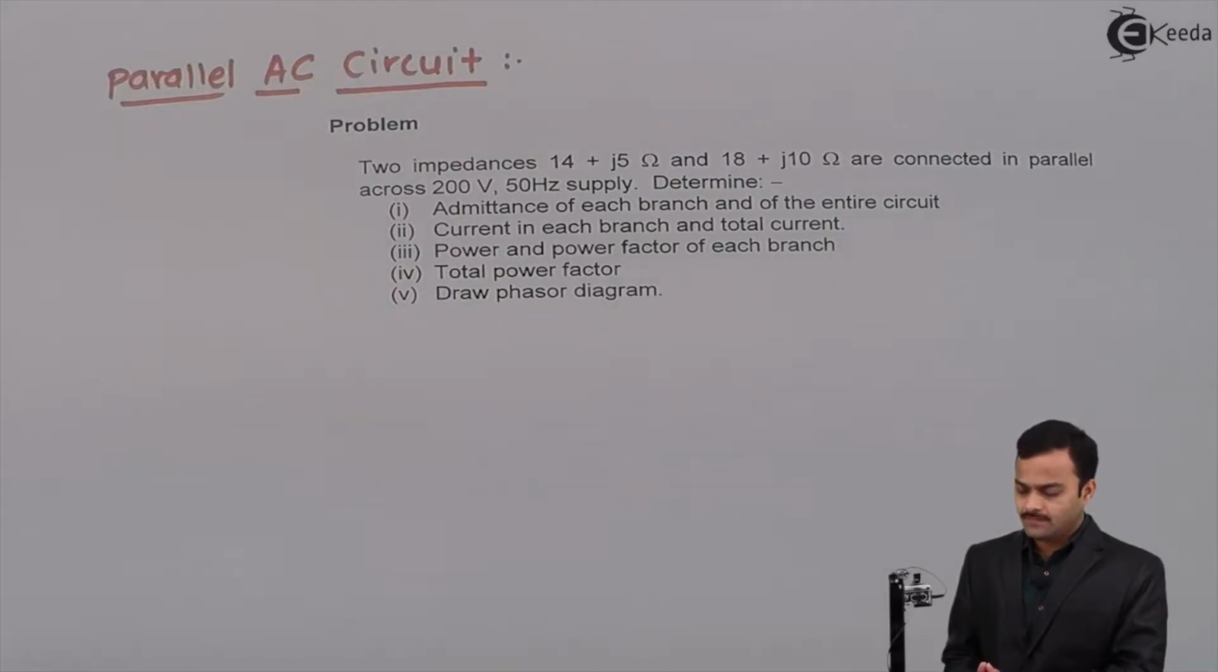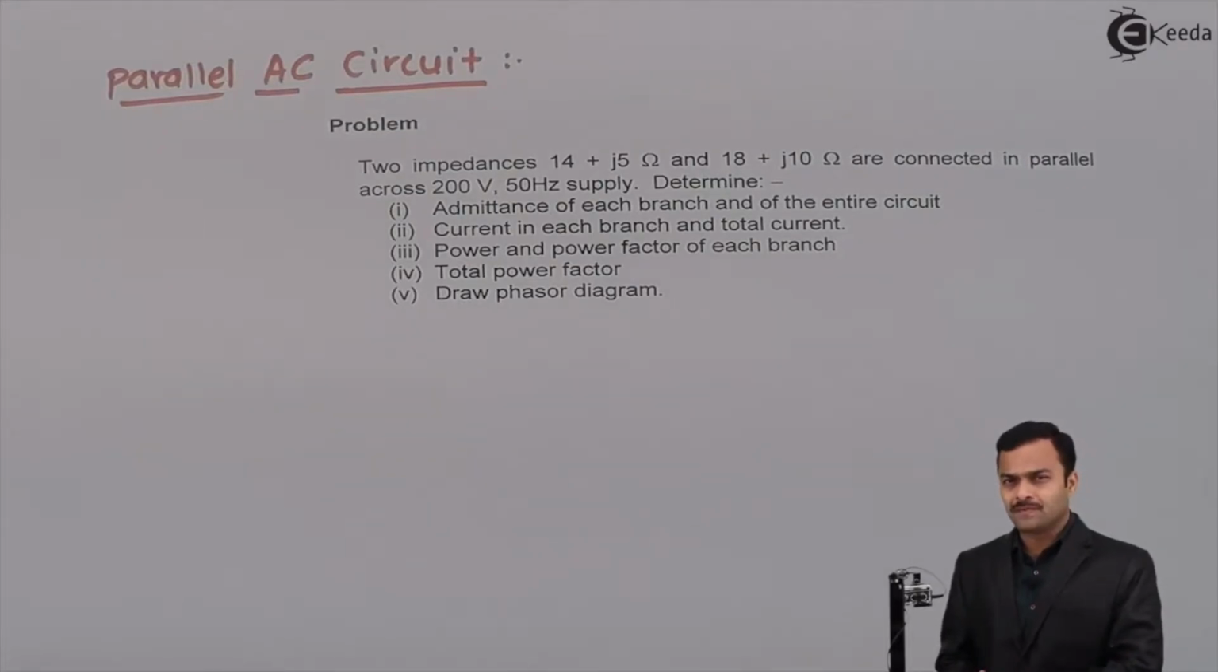Determine first, admittance of each branch and of the entire circuit. Second, current in each branch and total current. Third, power and power factor of each branch. Fourth, total power factor. And in fifth, we are supposed to draw a phasor diagram. A very simple problem. Let's see its solution.